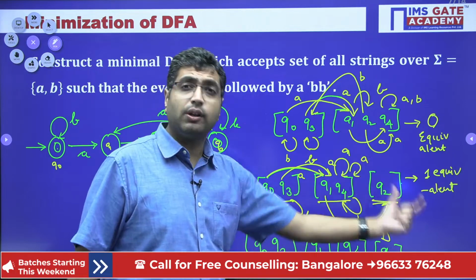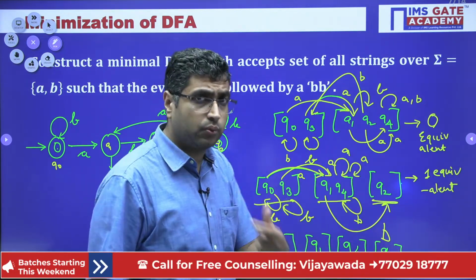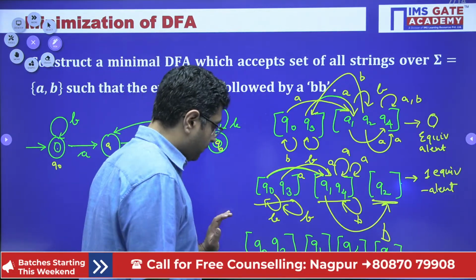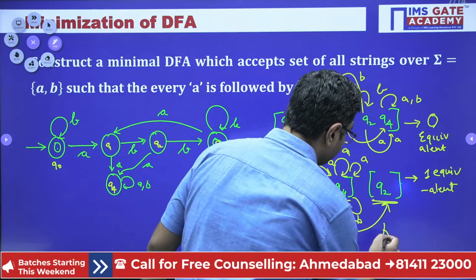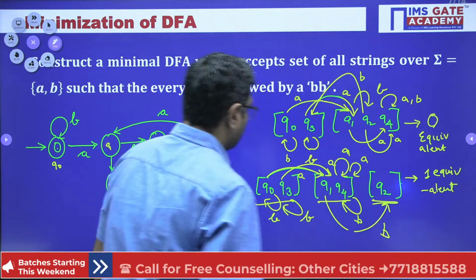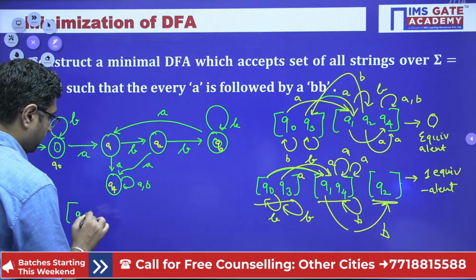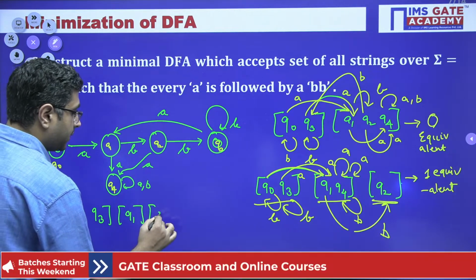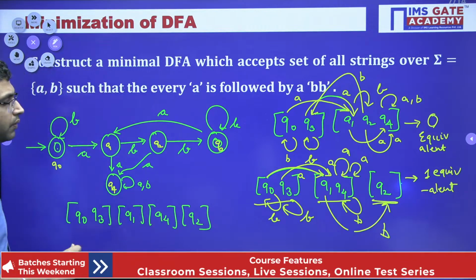Therefore they are two equivalent, because after accepting one input, I took one more input. So the length of the string becomes 2. Right? So Q4 gets separated. Let me write it down on the other side since it's not visible. So what it will become? It will become Q0, Q3, Q1 separately, Q4 separately, and Q2 separately. This is what we will get.